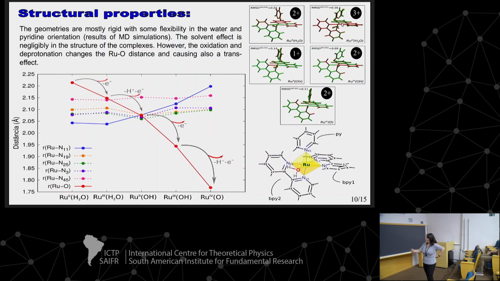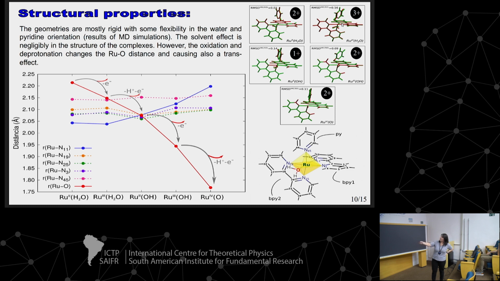So, doing that, what we can see when we change from one complex to the other is the distance between the oxygen and ruthenium, in red. In the first complex, we lose only one electron, and then the water becomes closer. Then we lose one proton and one electron, and it gets closer still, and so on, until this complex here. So the process of losing hydrogen and electron makes a stronger interaction between the oxygen and the ruthenium. Also, we are showing here the distance of all the other 5 nitrogens.